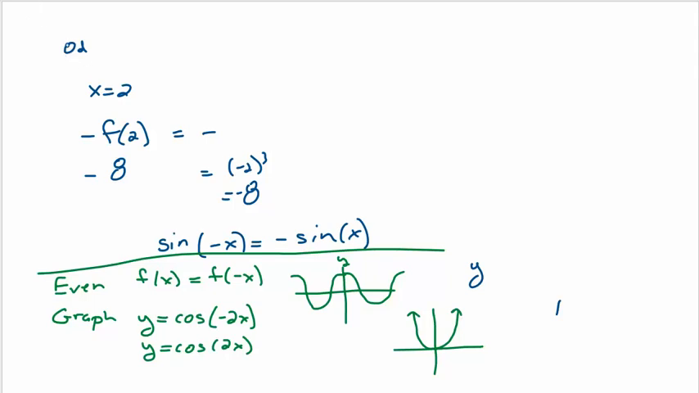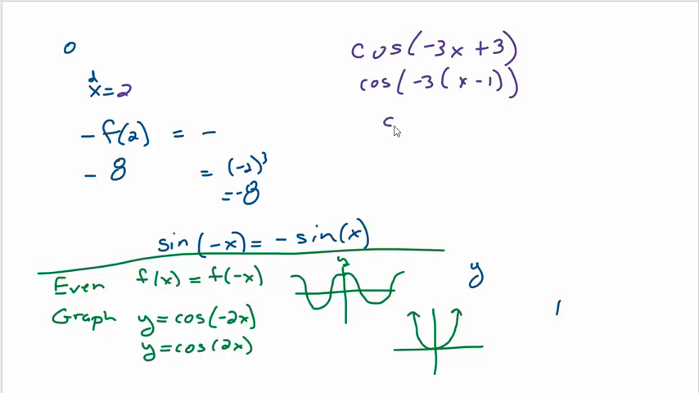Let's say you had cosine of negative 3x plus 3. Remember, you have to factor out this omega, and this would become negative 3 times the quantity x minus 1 to get your shift. So if you're going to use the even-odd property, you have to get this omega factored out. Then you could change this to just 3 times the quantity x minus 1.